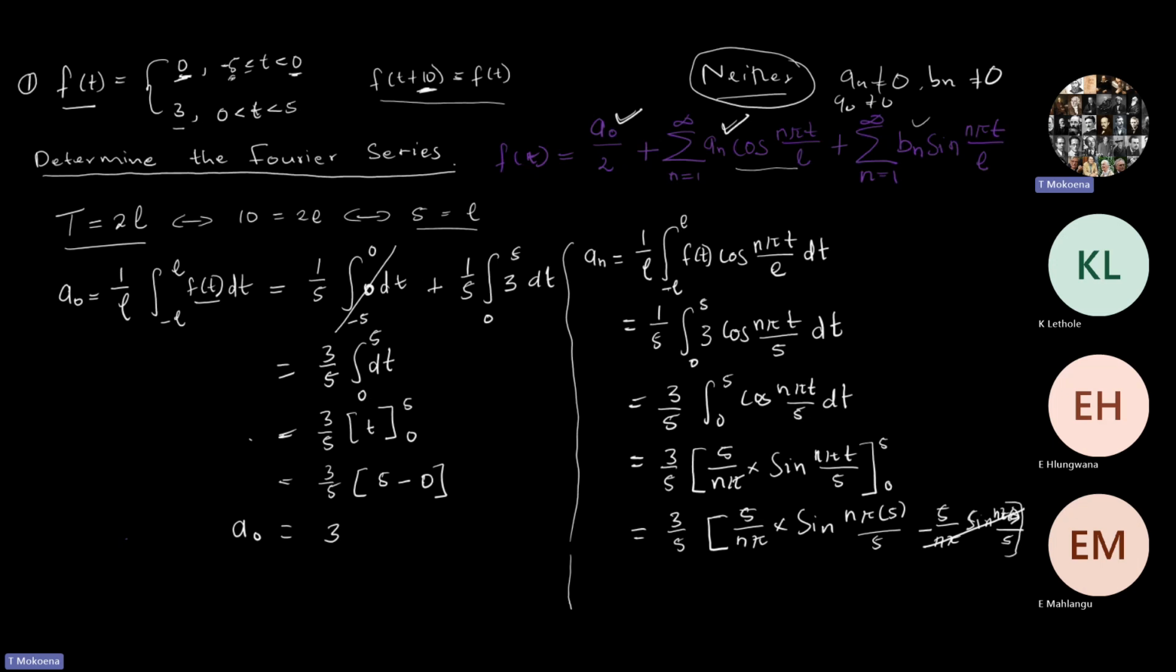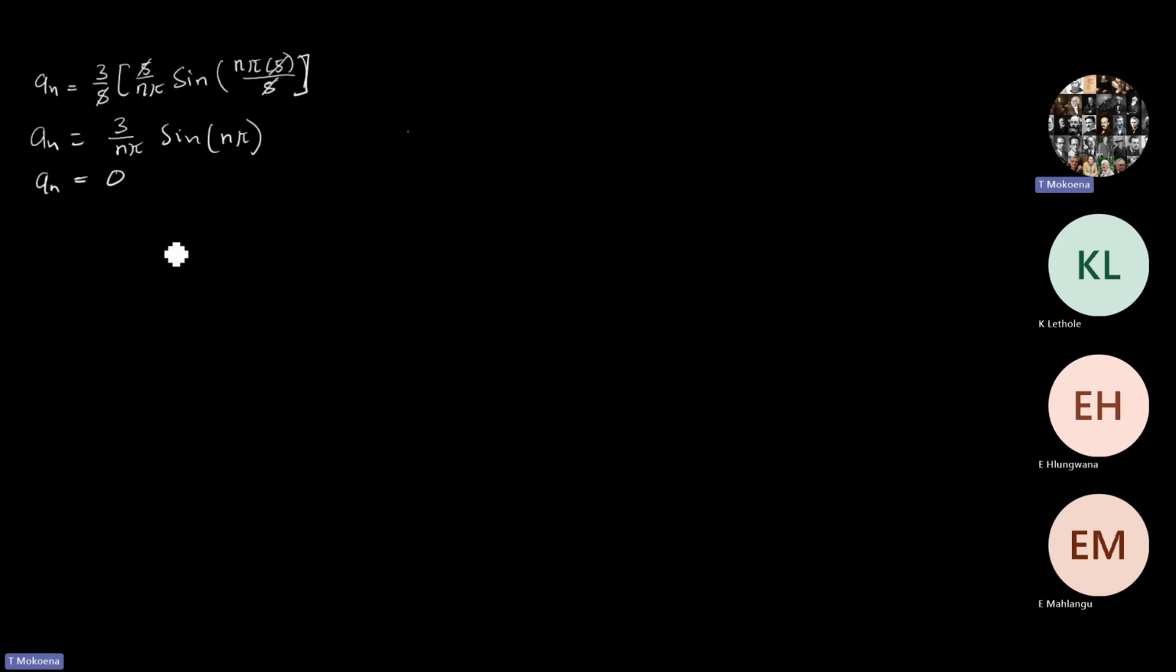When it's neither, you calculate a sub naught, a sub n, and b sub n. You calculate all of them when it is neither. But when it's odd, that's where you're going to know whether b sub n is 0 or a sub n is 0. You understand? So please, guys. So now our a sub n is 0. Now let's go on to determine b sub n.